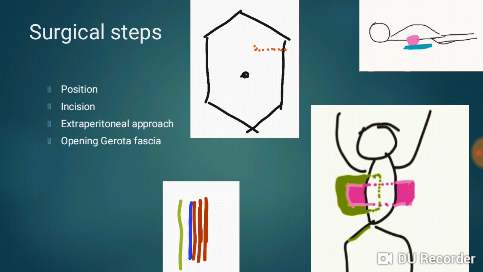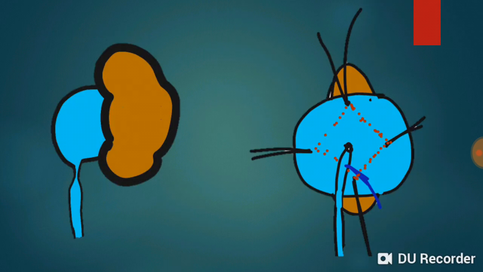Once we reach the Gerota's fascia, we put a small cut on the Gerota's fascia and split it open and identify the ureter. Once the ureter is identified, we backtrack the ureter into the renal pelvis. And once the renal pelvis is identified, we prepare the renal pelvis by teasing away the vessels from the renal pelvis and identifying the PUJO.